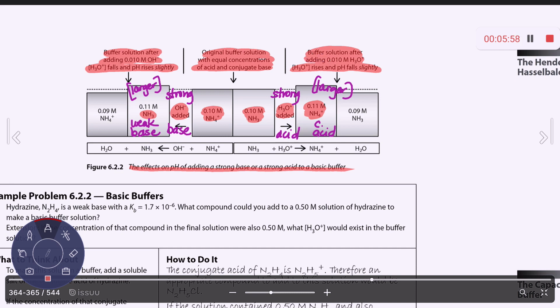Okay. Let's take a look at the practice problems at the bottom of the page. Let's look at practice problem number 1.